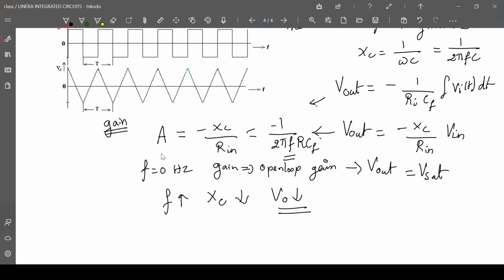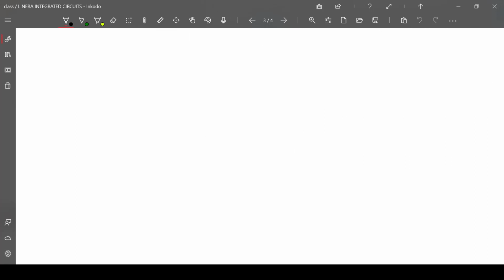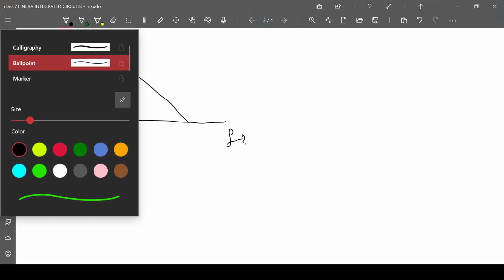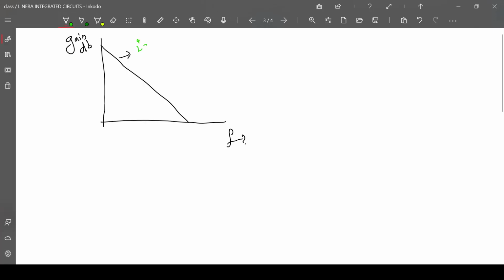This can be proved by the frequency response of the system. Let's see the frequency response. This is the y-axis. In the y-axis, we will consider the gain, which will be in dB, and this is the frequency. So this will be the corresponding frequency response for an ideal integrator circuit.